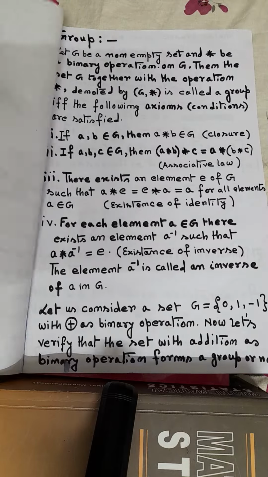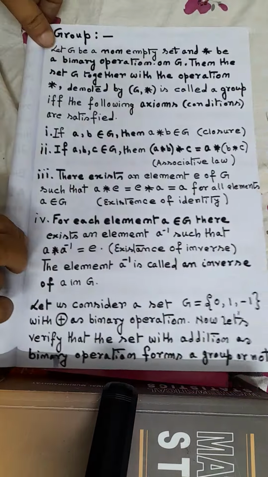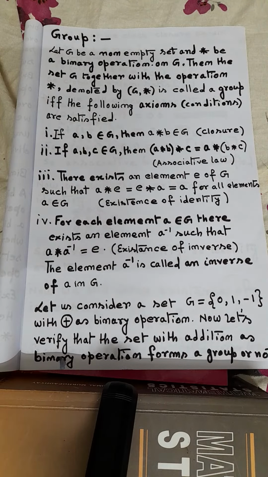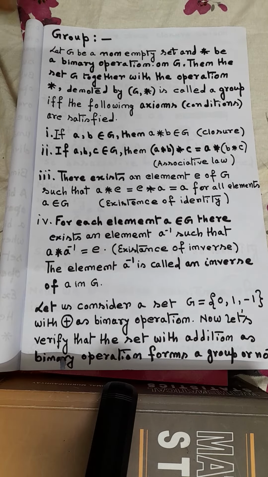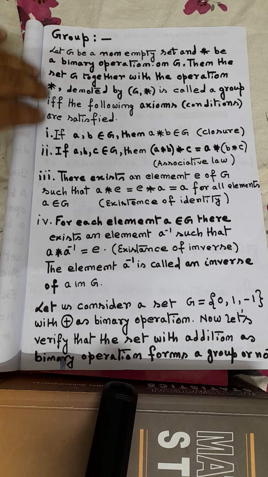So this is a binary operation. Now what was a group? A group is basically a binary structure which follows four basic properties. If and only if a binary structure follows these four properties, then we say that the binary structure is a group. So what are the four properties? One is closure.